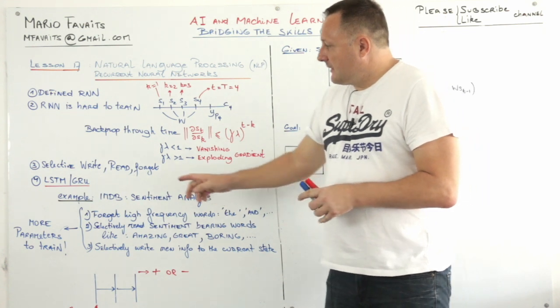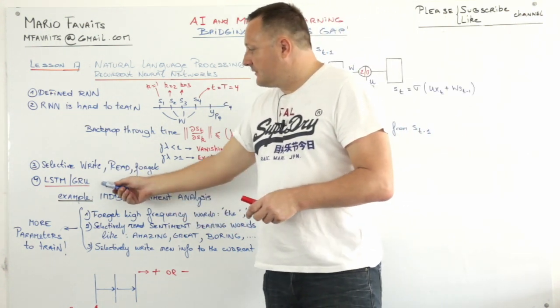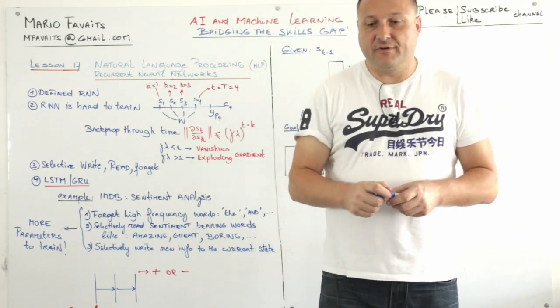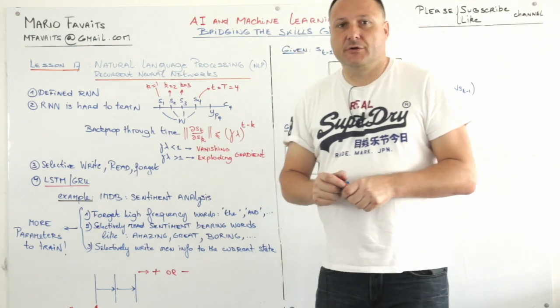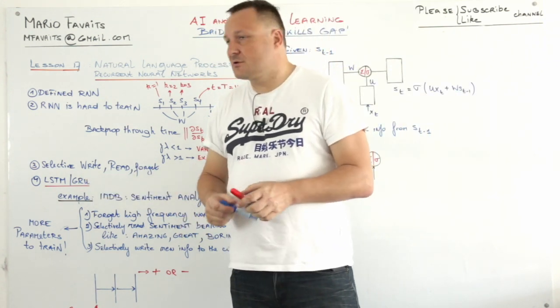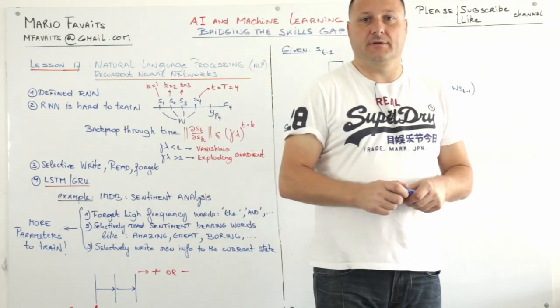Alright, so now we've seen how to selectively write, read, and forget. And so now we're ready to tackle two very famous algorithms, LSTM and GRU. LSTM is long short-term memory, and GRU is gated recurrent unit. Okay?